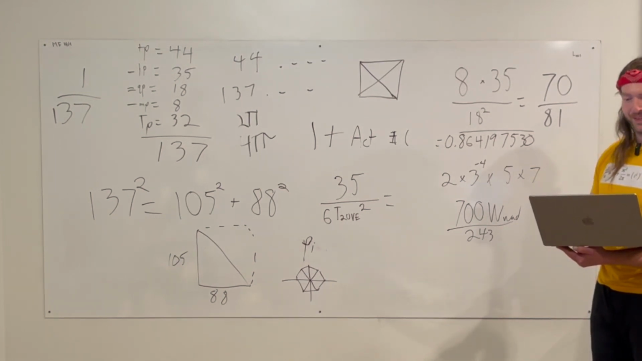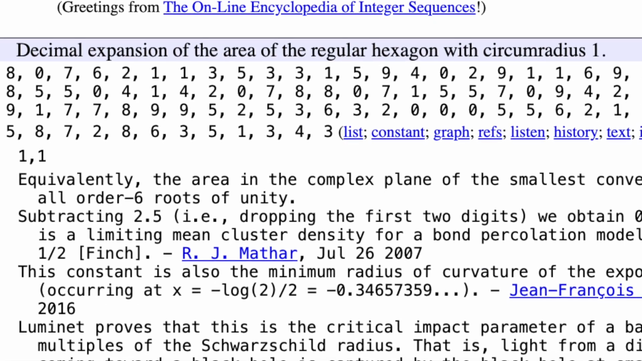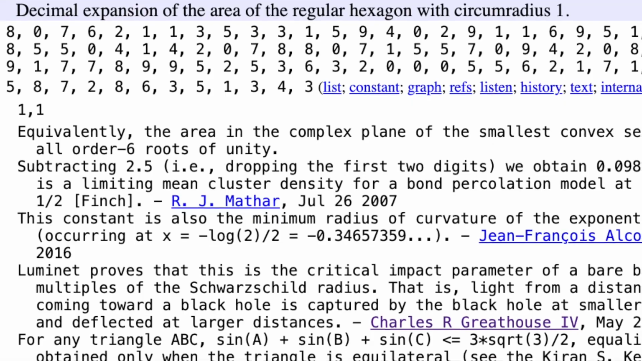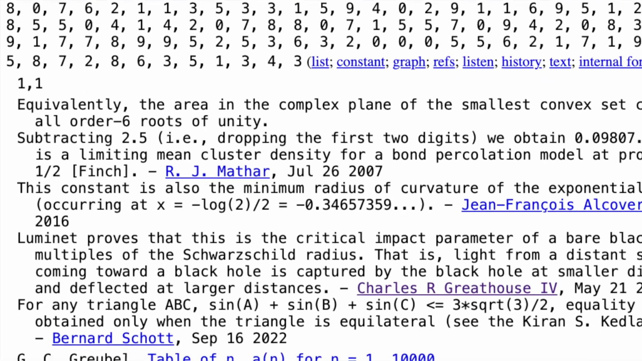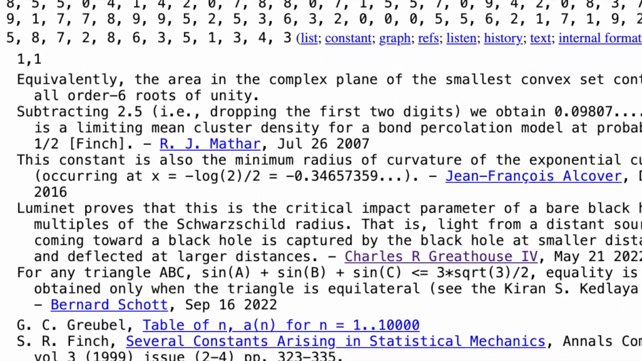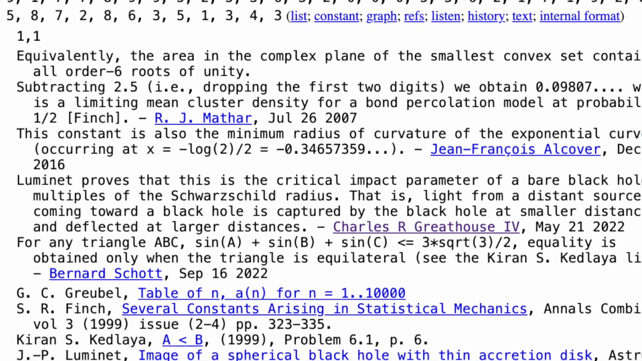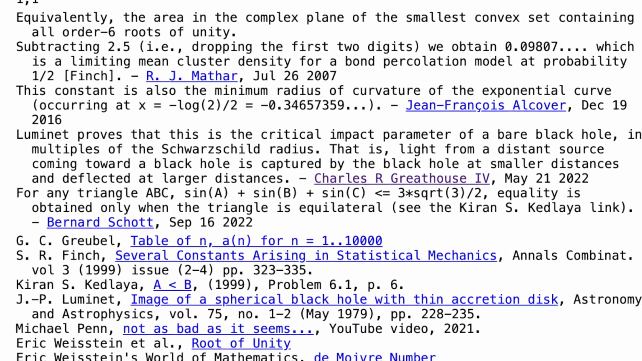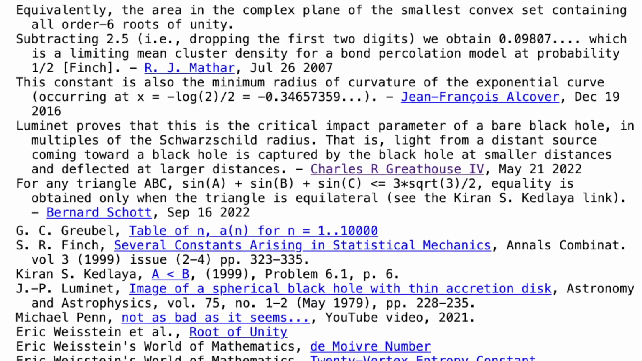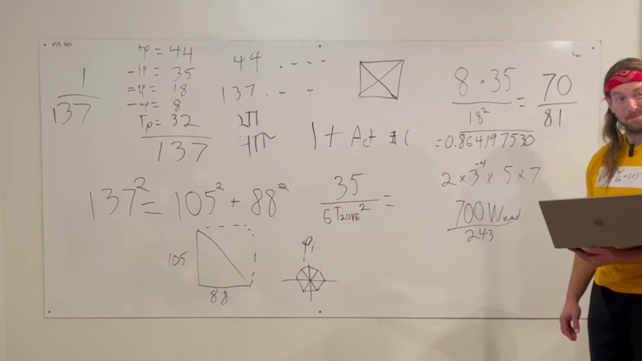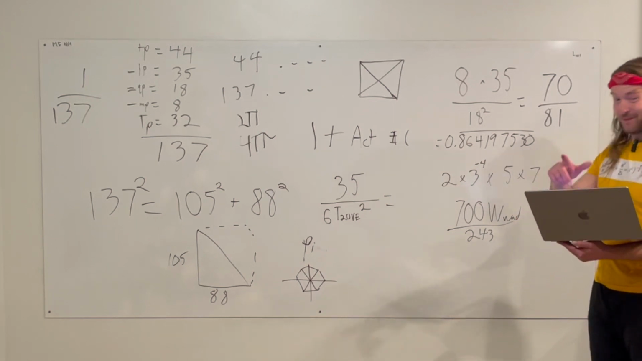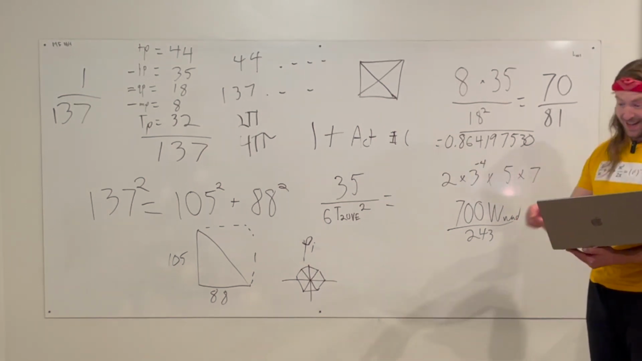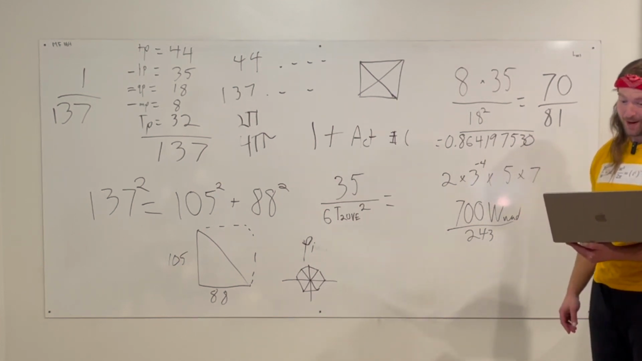Apparently, Lumet proves that this is the critical impact parameter of a bare black hole, in multiples of the Schwarzschild radius. That is, light from a distant source coming towards a black hole is captured by the black hole at smaller distances and deflected at larger distances. And that was updated last year. So I've seen this thing pop up for over the past year and a half, and they're still finding out stuff about it, apparently.